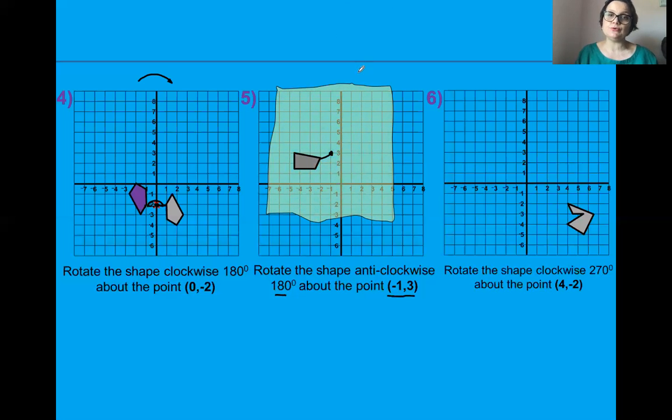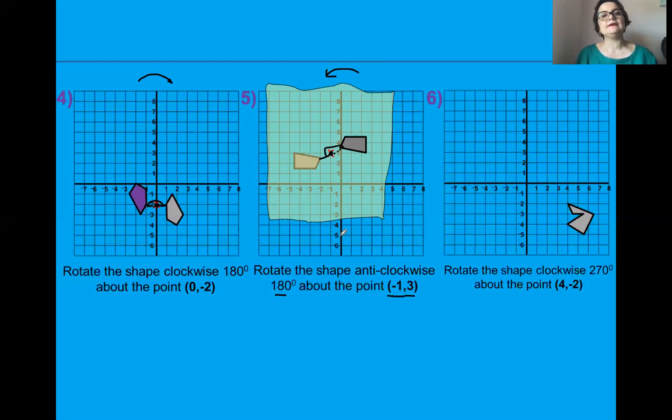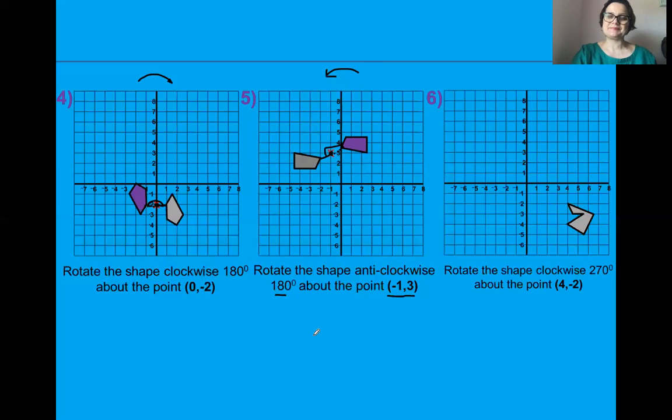Make sure you rotate it anti-clockwise. There you go. And then look for that until you create that 180 degree angle, which is actually this one here, right? And then you will be fine.